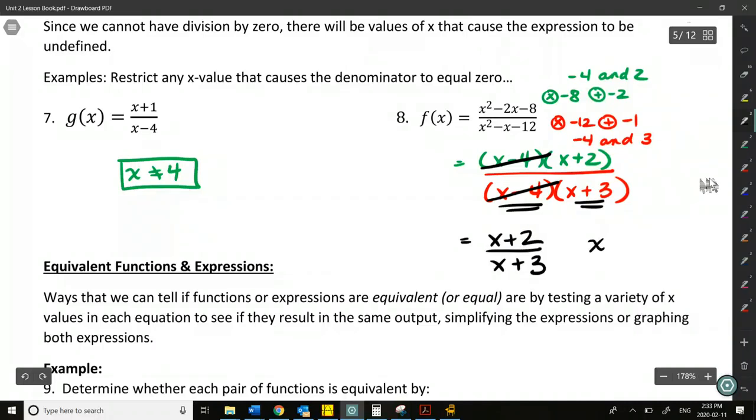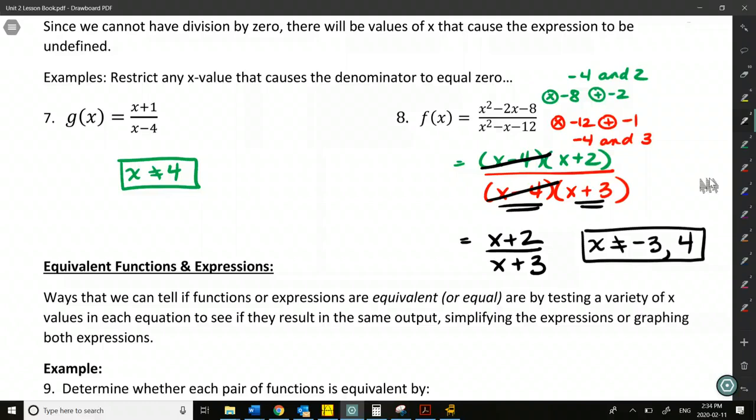And with this, I'm going to also state restrictions on the variable. So let's start with this one. What would cause x plus 3 to equal 0? Okay, so x can't be -3. What would cause x minus 4 to equal 0? 4. Okay, so those are our restrictions.